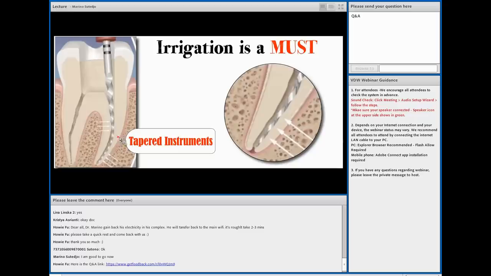It makes the instruments here not touch this area. It only touches this area. So it means this area has never been touched by our instruments. So the one that touches that and cleans that will always be our irrigation protocol.